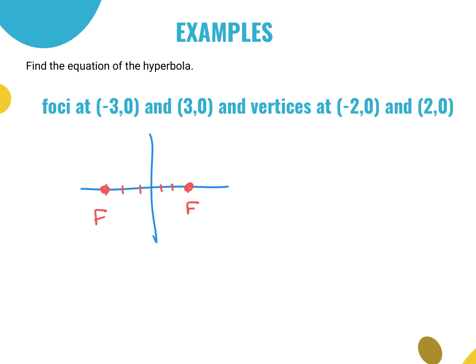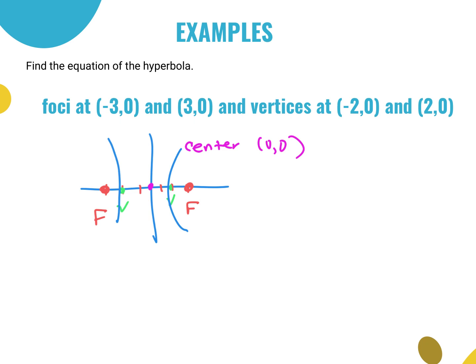Your vertices are here at -2 and at +2, correct? What do you know about the center in regards to the vertices and the foci? It's in between. It's equidistant. So you know your center here is where? At 0, 0. Perfect. That's important. You also know what kind of a hyperbola you have. Remember, your hyperbolas go through the vertices and they open towards the focus. So what kind of a hyperbola do I have?